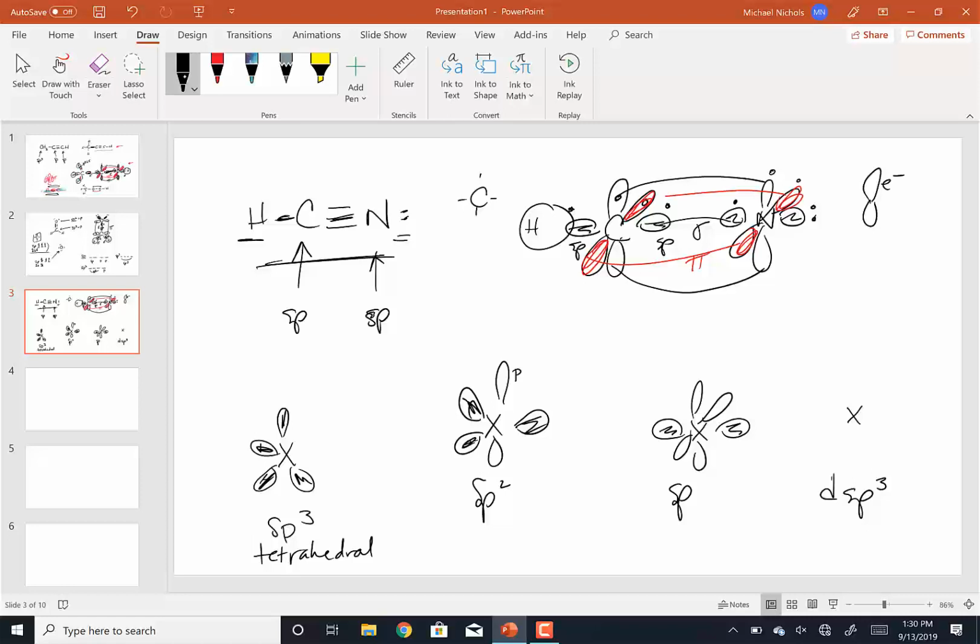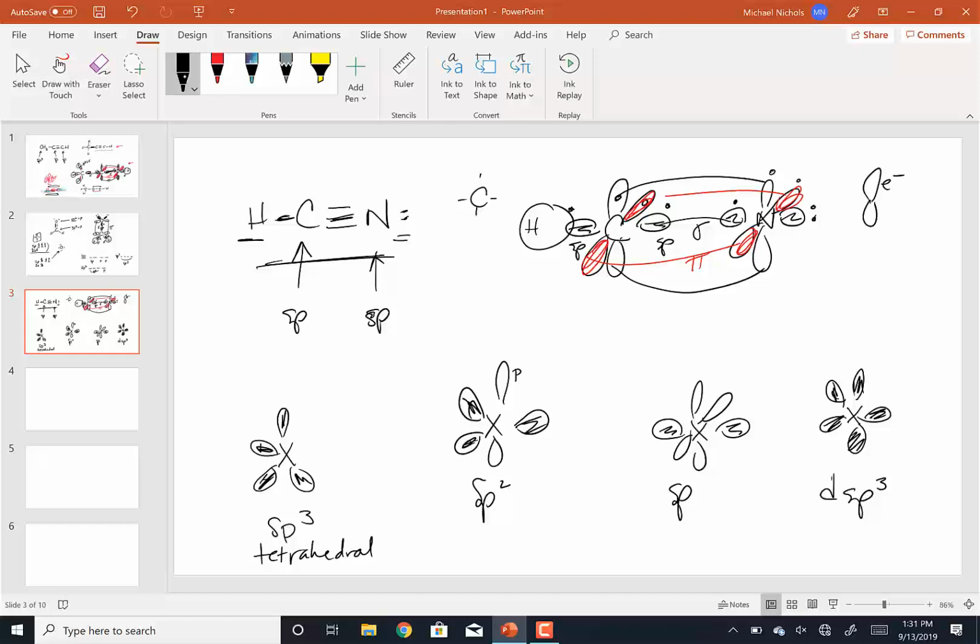So dsp3 means I have how many orbitals? 5. And there's no p's because all the p's got used up. So I'm just going to have 1, 2, 3, 4, 5. And the difference between dsp3 and sp2 is that in sp2, 3 are hybrid orbitals and 1 is a p. In dsp3, they're all hybrid orbitals because there's no p orbitals.